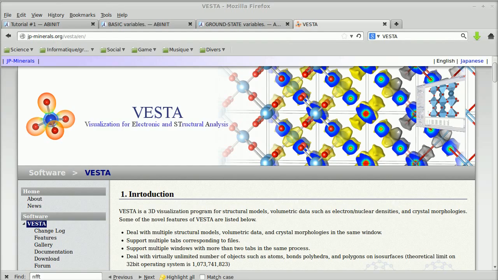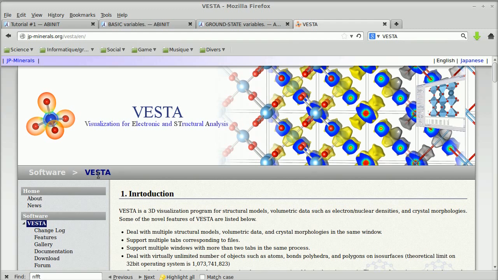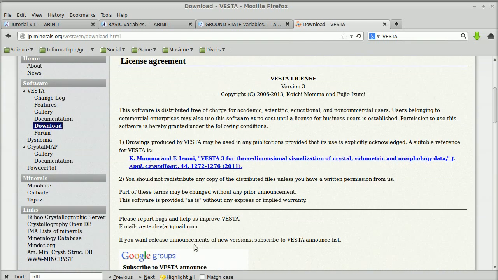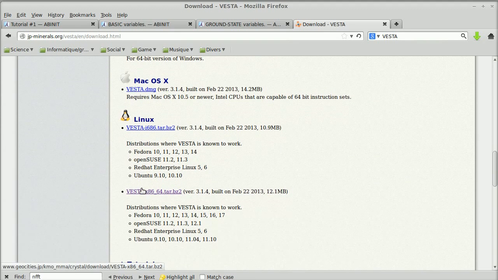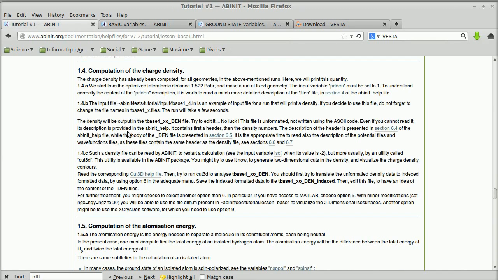In order to analyze this density file that I have converted using Cut3D into an XSF file, I will use the software VESTA. There are a number of software packages that can read this kind of data, like XCrySDen or Gmol, but I like VESTA. You can go onto the website jp-minerals.org/vesta and download it from the download button. Since I'm on Linux, I will download this one. I've already done it. You just download it wherever, you unzip it, and then you can directly use it. You don't have to install it or anything. It's really very easy to use.